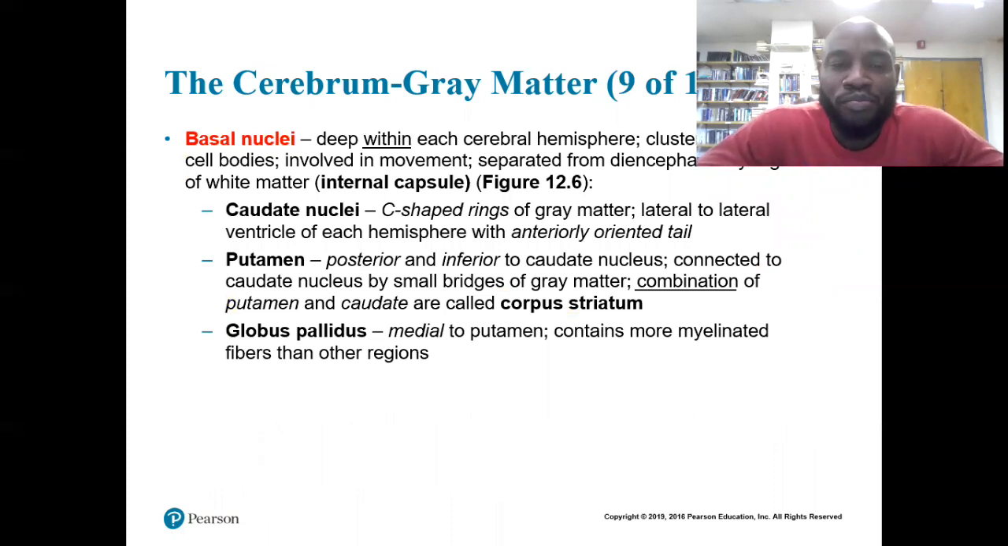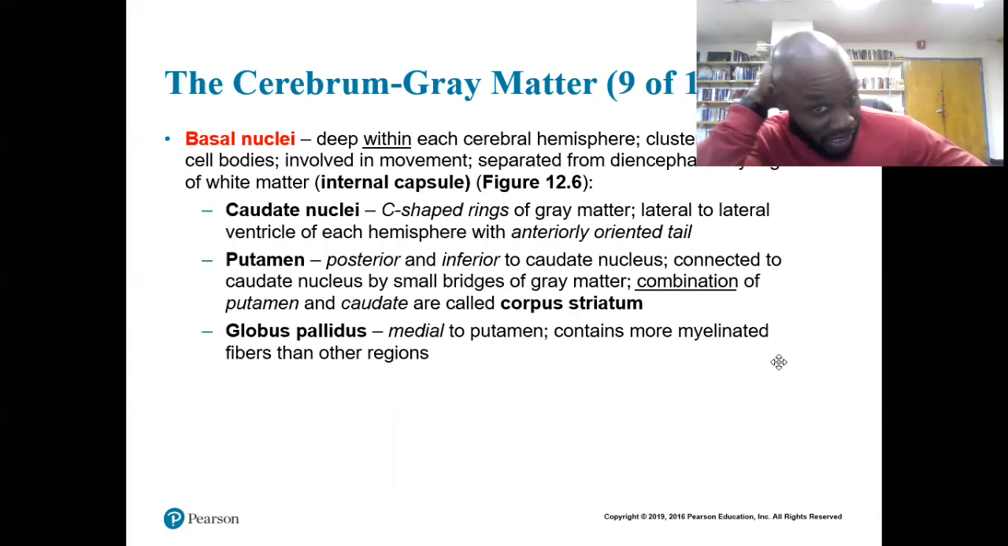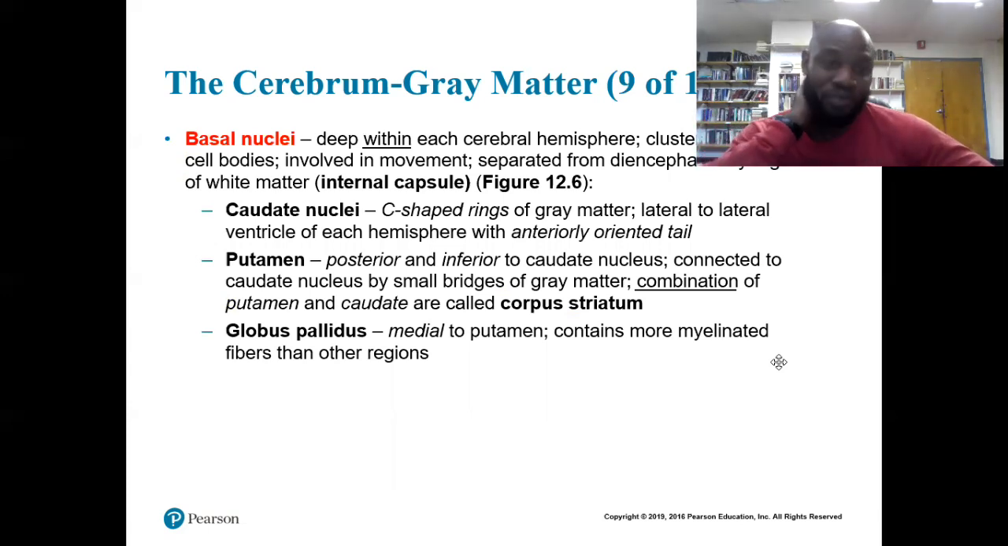Now we also have these basal nuclei. You may say, well, I've never heard of this. And a lot of people don't even know this exists in the brain. Deep within the cerebral hemisphere. Notice it's still in the section of the cerebrum. Cluster of neuron cell bodies. Neuron cell bodies. So what does that mean? What is the first thing that should pop into your mind? Cell bodies, unmyelinated. Cluster of neuron cell bodies involved in movement.